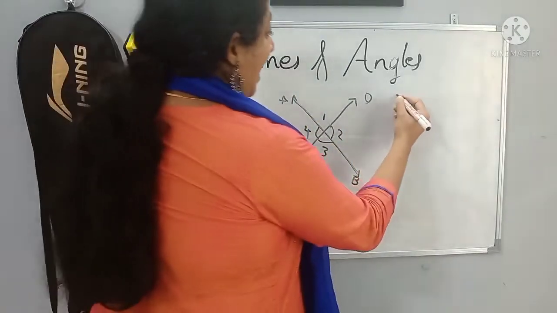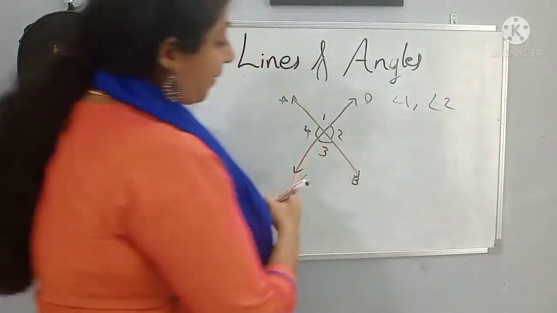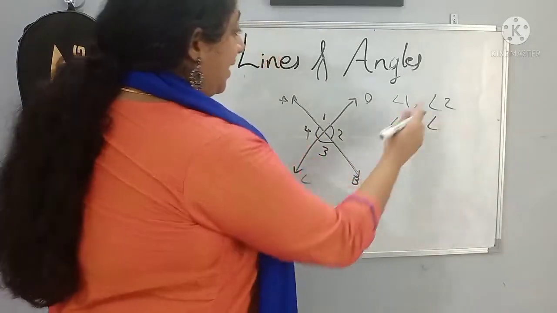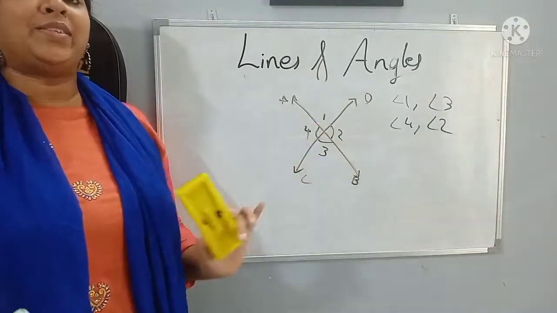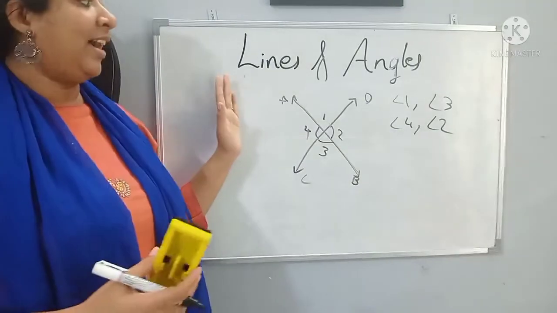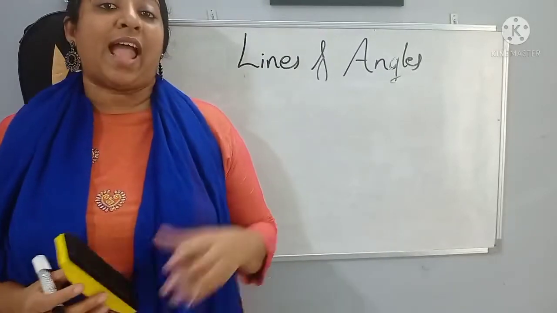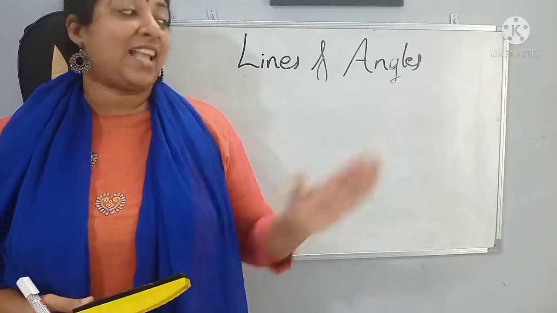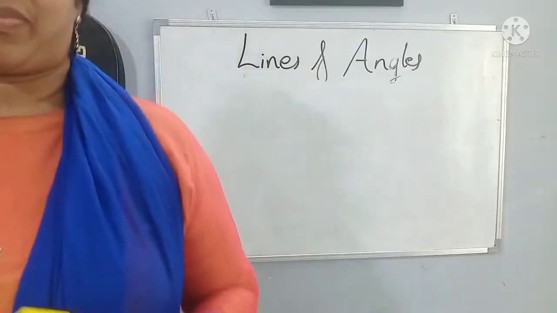These are the two pairs of vertically opposite angles: angle 1 and angle 3, and angle 4 and angle 2. I think you understood these concepts. First we studied the angle bisector. Then we studied linear pair, adjacent angles and vertically opposite angles. So that's all about this concept.